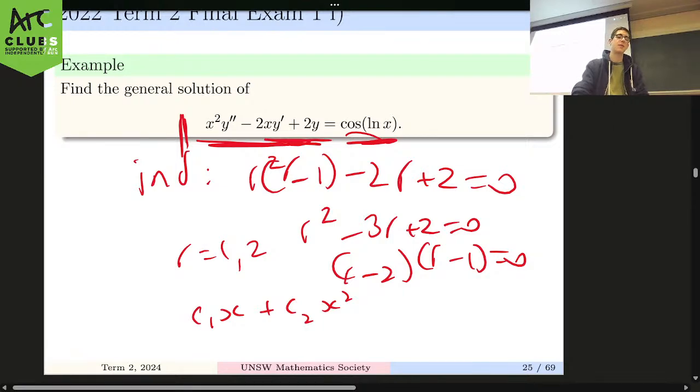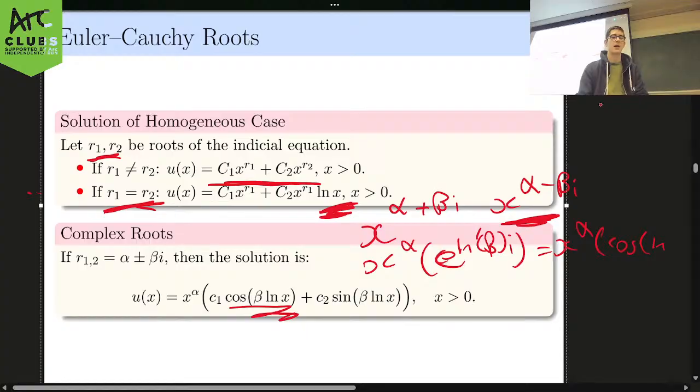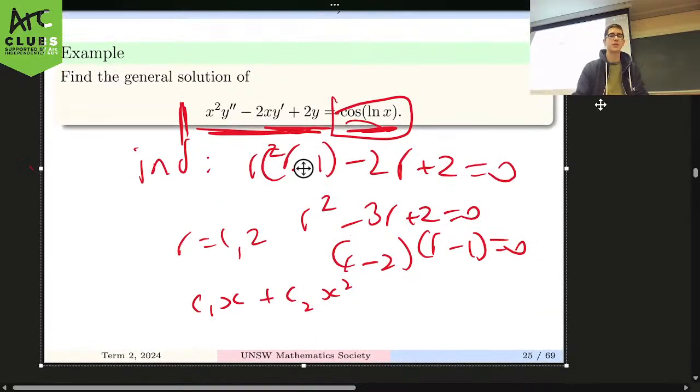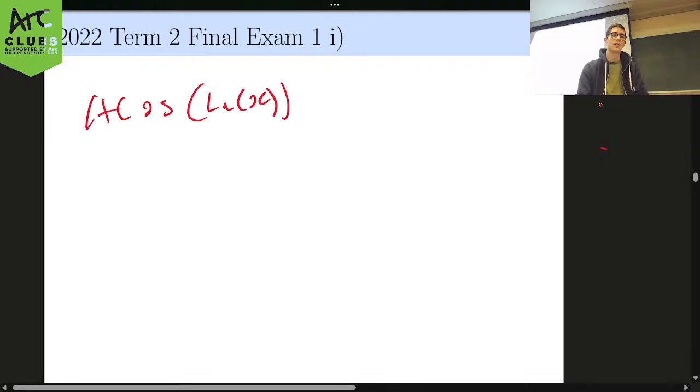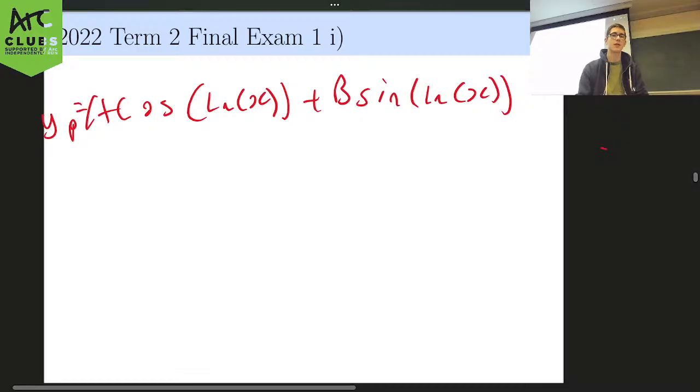However, a perhaps better method is to recognize that this function on the right-hand side has a similar shape and structure to what one of the solutions could be for this differential equation. So that motivates me to take a guess that what we want in this case is a times cosine ln x plus b times sine ln x to be our particular solution. So let's call that y_p, right? So that's what we want.